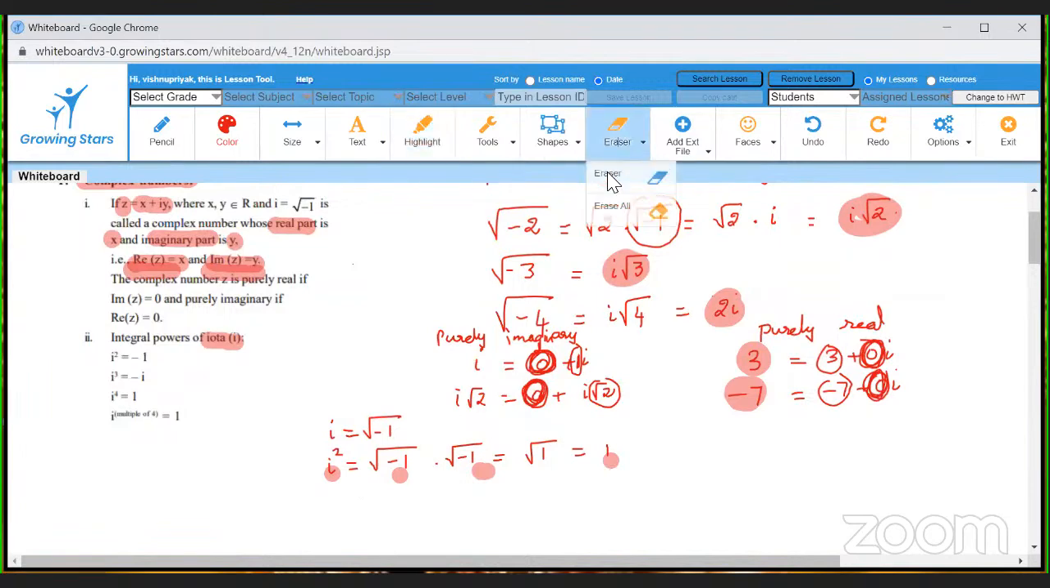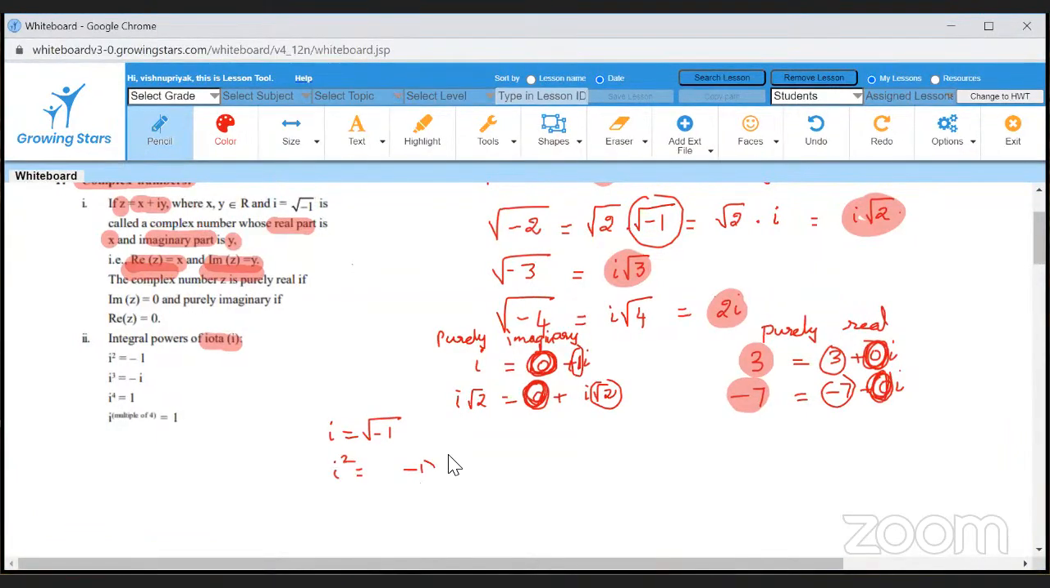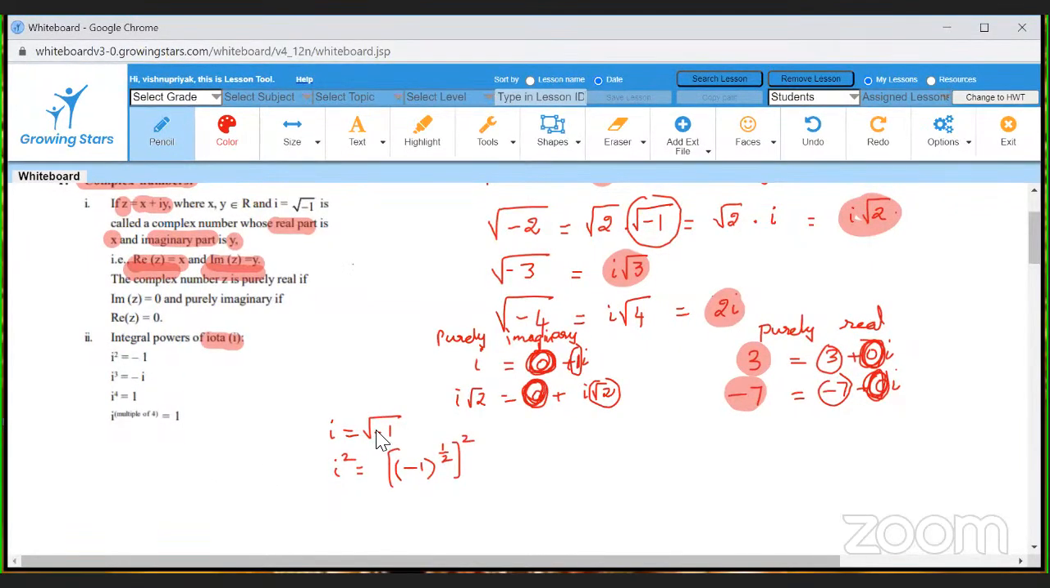What do you have to do for finding i squared? i squared means minus 1 power half, squared. This square root of minus 1 is squared, so the 2 and 2 will cancel, and you will have minus 1 power 1. This is the correct way to find i squared. So remember, if i is square root of minus 1, i squared will be minus 1.